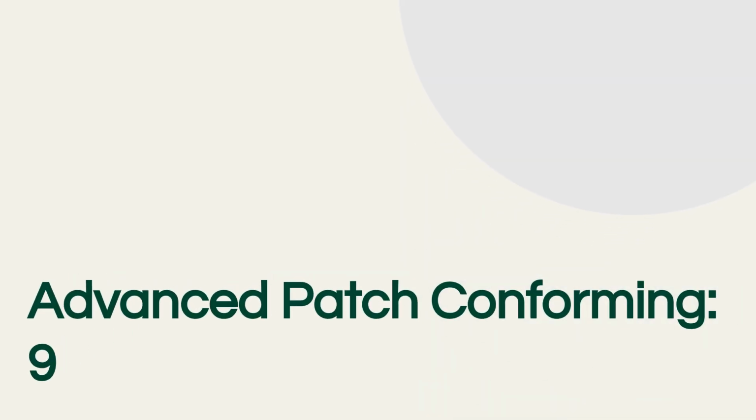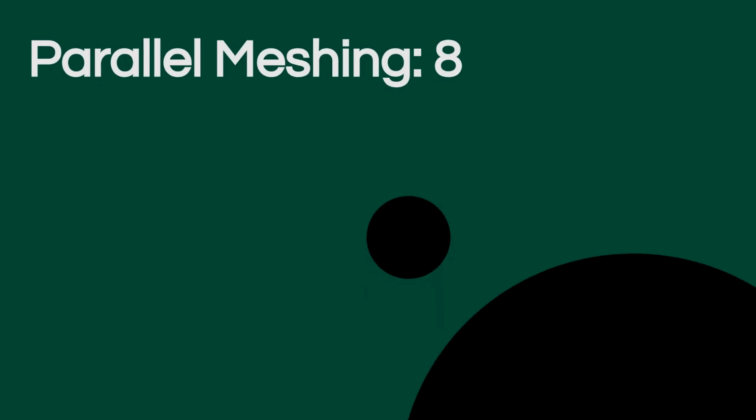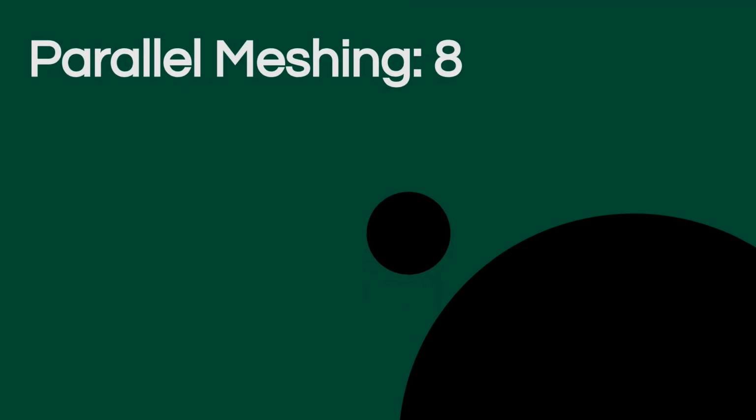Use patch-conforming algorithms at step 9 to maintain feature boundaries in highly irregular geometry. Leverage multi-core processing to accelerate the generation of massive meshes for large-scale industrial projects. Run automated mesh validation at step 7 to ensure your data is ready for the solver.